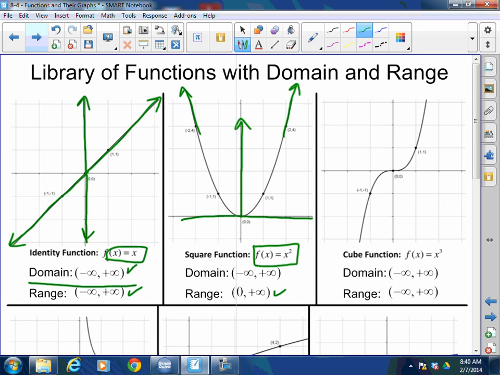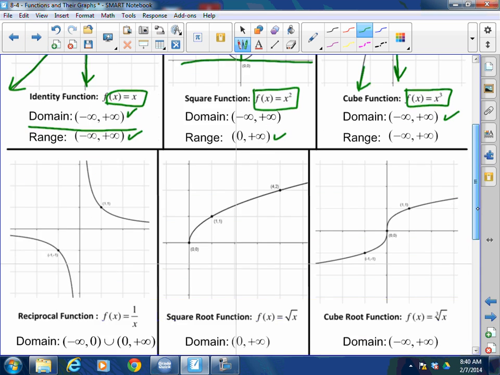A cube function. That's when f of x equals x cubed. Do I have any restrictions? All real numbers is my domain. Why? Because little by little I'm going to the right forever. Little by little I'm going further to the left forever. My range is all real numbers. Why? Because from 0 I go up, and from 0 I go down. So it's all real numbers. You with me? Okay.